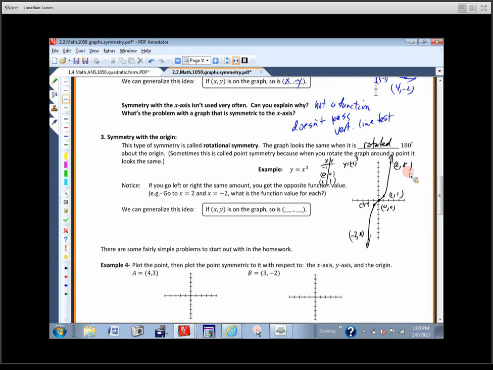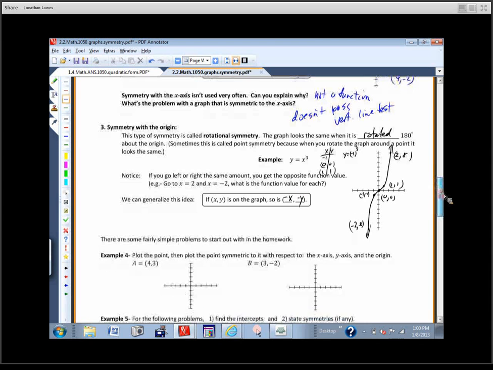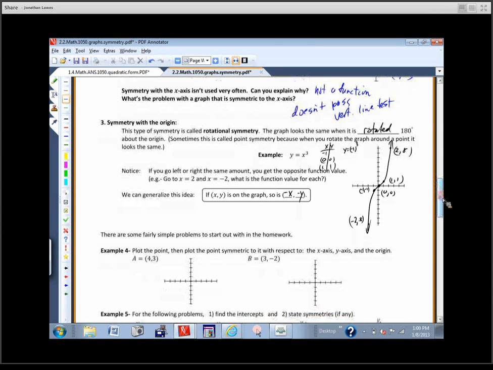Negative 2, negative 8. Or in general, if (x, y) is on the graph, what other point has to be on the graph? Negative x, negative y. They both change. Okay? They both change. All right. Any questions there? Okay. That's the idea behind symmetry, at least for this particular section. We'll learn more about symmetry in chapter 3.